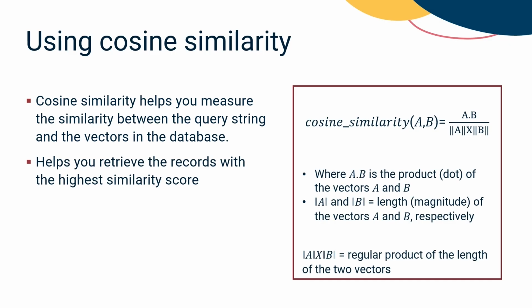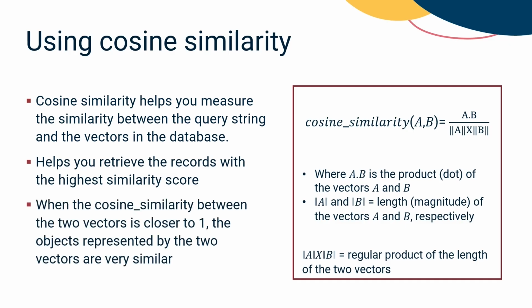Cosine similarity between vectors A and B is the measure of the cosine value of the angle between the two vectors to see if they are pointing in the same direction. You calculate cosine similarity using the following formula: cosine similarity of A and B equals the dot product of A and B divided by the product of the magnitudes of A and B. When the cosine similarity between the two vectors is close to 1, then objects represented by the two vectors are similar.